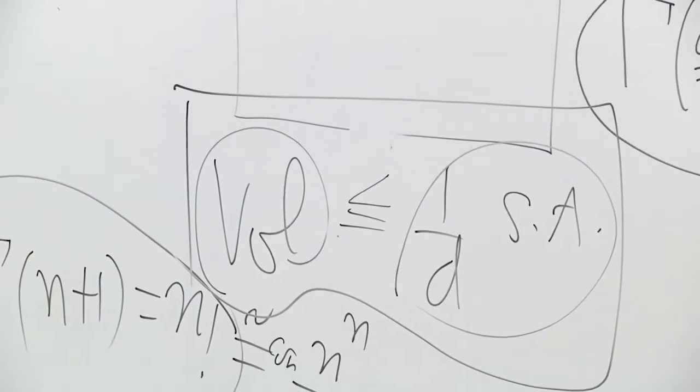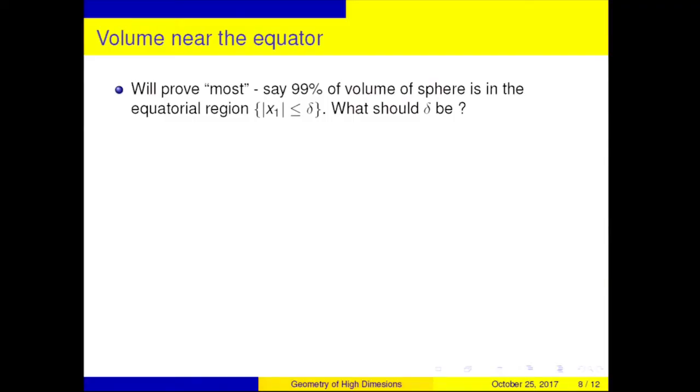So now we'll prove that the volume is near the equator. We're going to prove several of these things. So this will be by integration. There's no Gaussian trick here, but it'll be by integration. We will come back to using Gaussians for more things a little later.